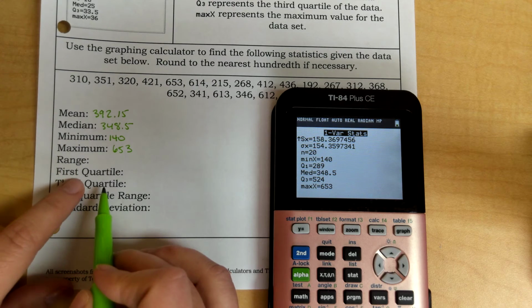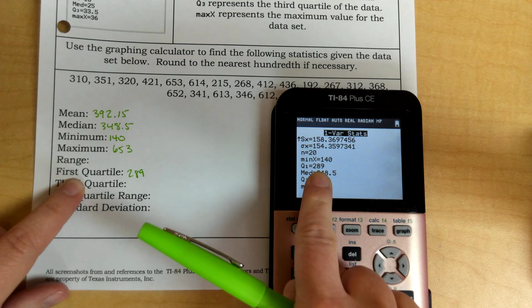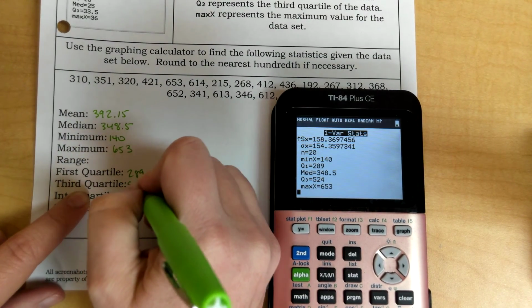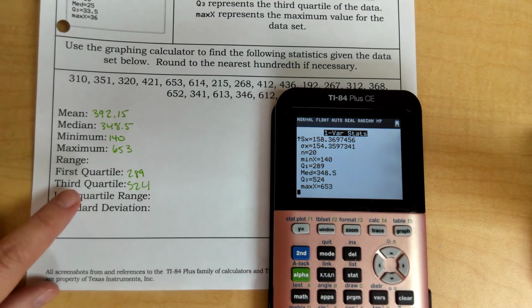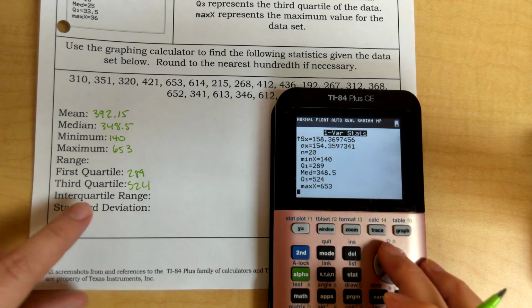Now my calculator will not calculate the range for me, so I'm going to come back to that one in just a second. Okay, first quartile was 289 right here, Q1. Okay, and then the third quartile is 524. Okay, and again, it will not calculate that range for me, the interquartile, so I'm going to skip it for a minute. And then I'm going to go back up to find the standard deviation.